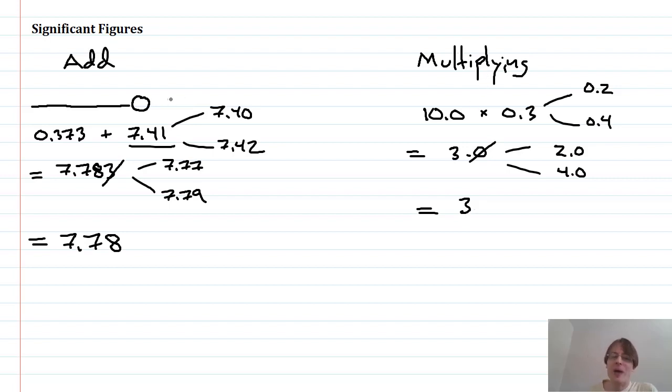So for adding and subtracting, you just look at the back decimal place. For multiplying, you have to count the number of sig figs in both numbers. 10.0 has 3 significant figures, 3 numbers that I'm fairly confident in. 0.3 only has 1 significant figure. The 0 in the front is just marking the decimal place, and that 0 is not a sig fig. 0.3 only has 1 significant figure, and therefore, when I multiply it, I can only keep 1 significant figure. So sig figs are a little bit boring, but they're very important because they're all about reporting your answer with confidence and looking at which digits of your measurement you're actually confident in.